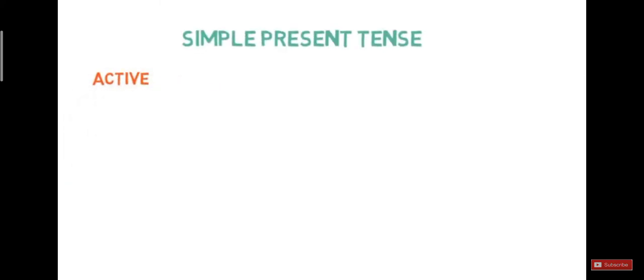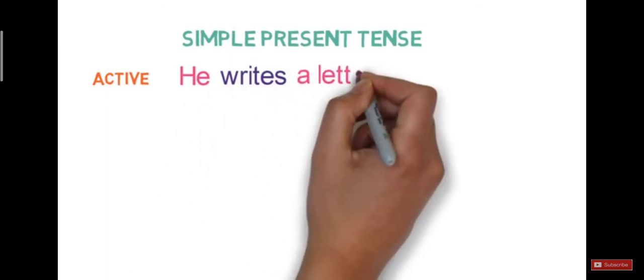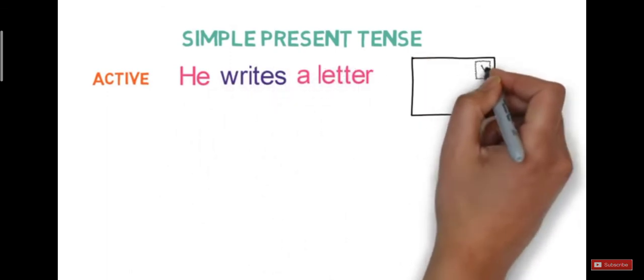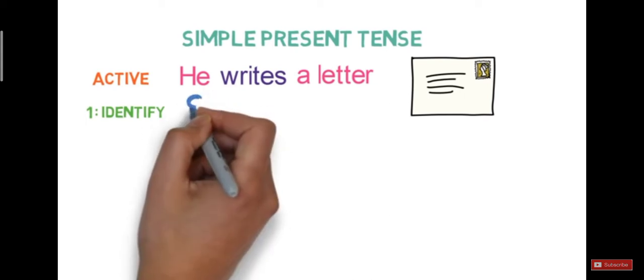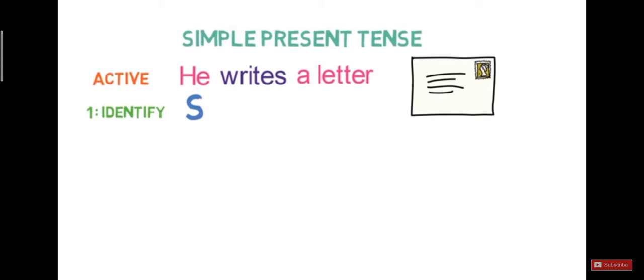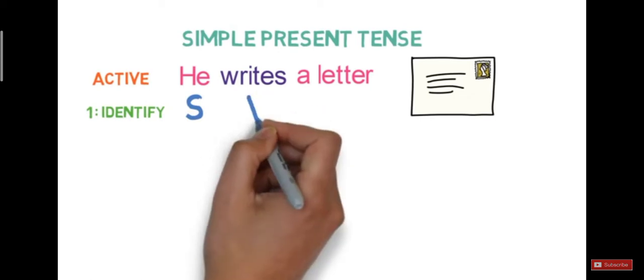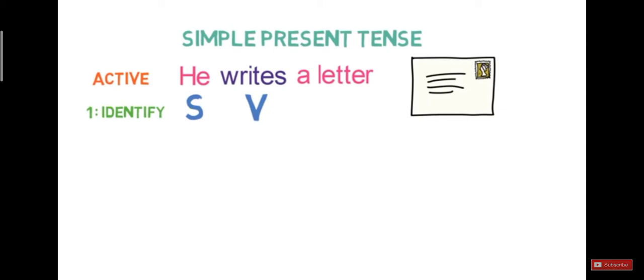Simple present tense. Okay, we'll look at one example and try to understand according to each tense. He writes a letter. So, what is the first thing we have to do? Identify subject, object and verb. So, what is the subject? Subject is he. Object is letter. And verb is writes. So, subject plus verb plus object. This is the formula for active voice.